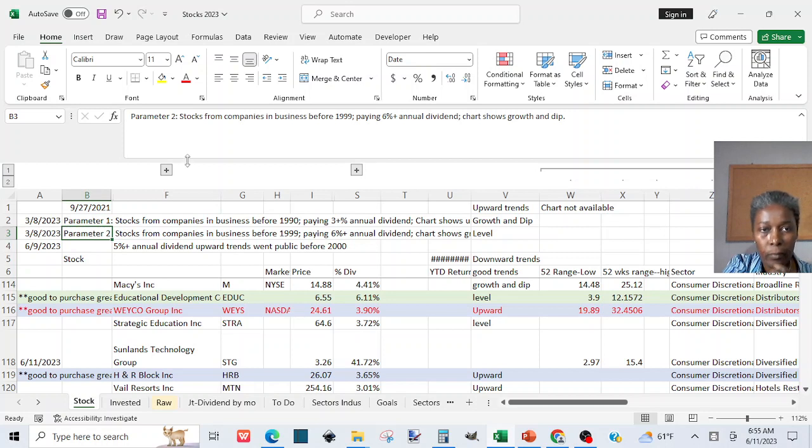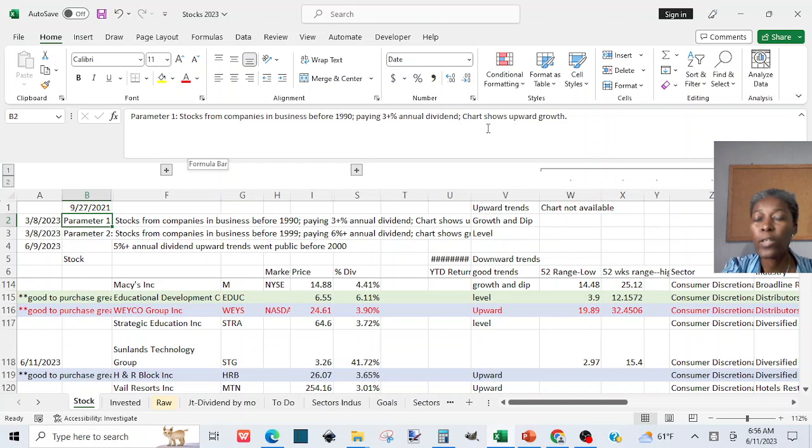Let me see. Stock from companies in business before 1999 paying 6% and plus annual dividend rate, and chart show growth and dip. So if the chart is going to show growth and dip, I want the company to be in business before 1999, and I want that to be paying at least 6% dividend. And then I have another parameters. Stock from companies in business before 1990 paying 3% and up annual dividend, chart show upward growth.